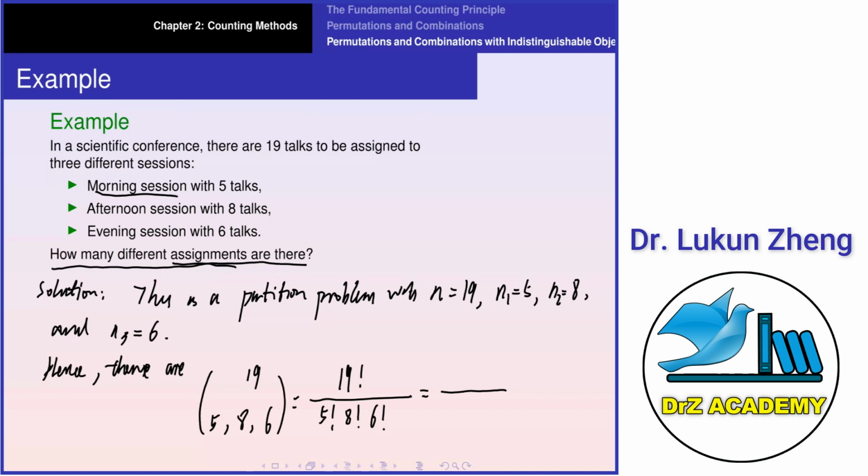Okay, so 19 factorial can be a really large number, right? So, 19 factorial over parentheses 5 factorial times 8 factorial times 6 factorial, close the parentheses. This is a large number here, so I just directly found it. It equals 3, 4, 9, 1, 8, 8, 8, and 4. So that's the number of ways.